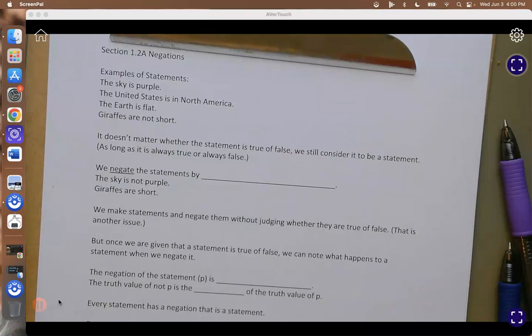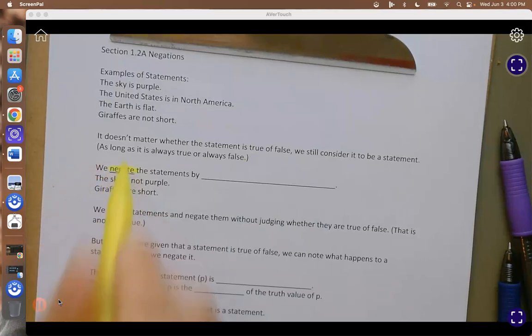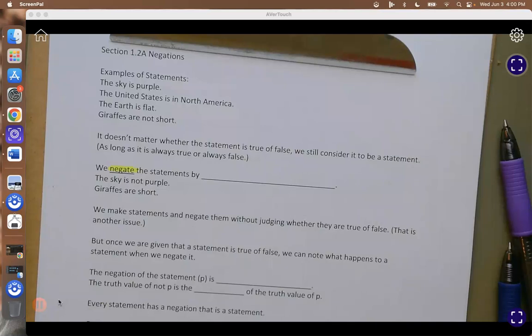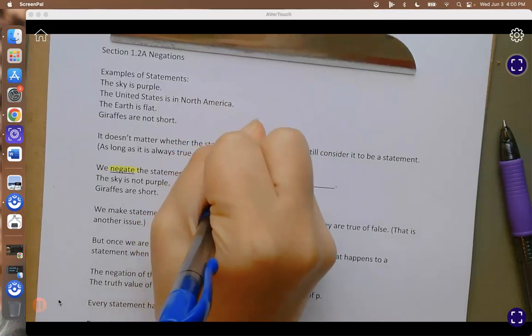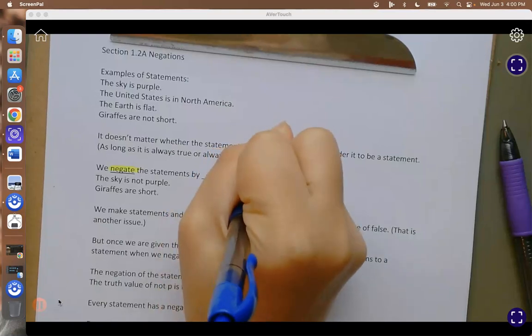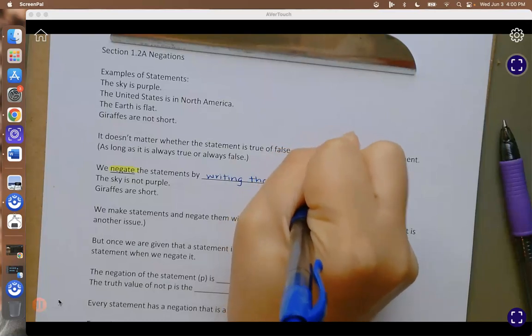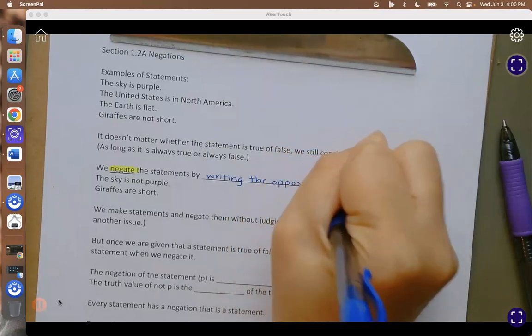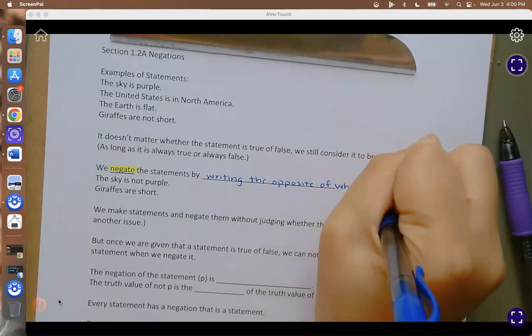Okay, so today we're going to use your highlighter and your colors. I'm going to try to use red, blue, purple, and green. So we're going to be talking about negating a statement today. So we negate a statement by writing the opposite of what it says.